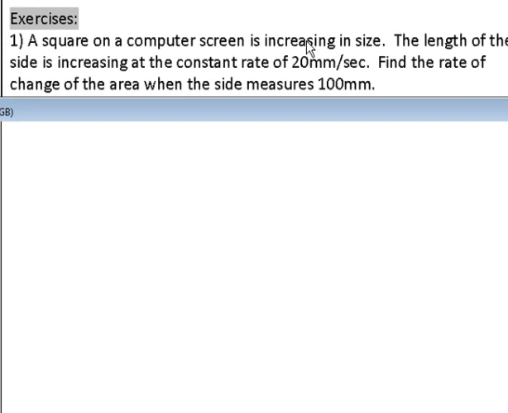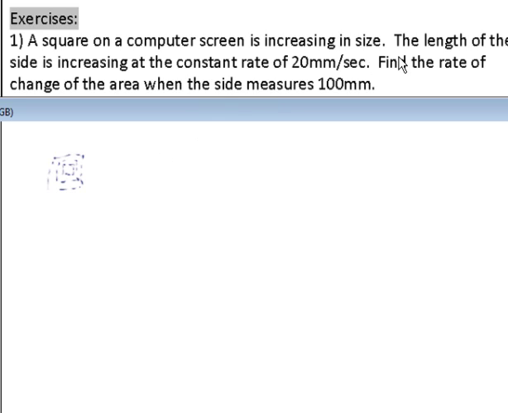Okay, here we have our first typical related rate problem, and typically we have some sort of word problem, and from this word problem we're going to get an equation and differentiate it with respect to t. That's the usual sequence. So this one says a square on a computer screen is increasing in size. So we're going to picture something like this, a small square, let's say on your computer screen, and it keeps getting bigger. So its size is changing with respect to t. All right, so that's what we're going to imagine.